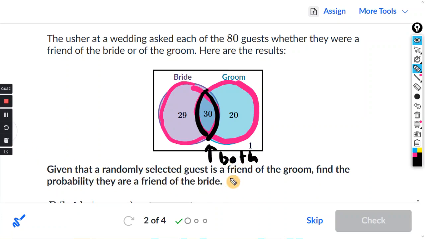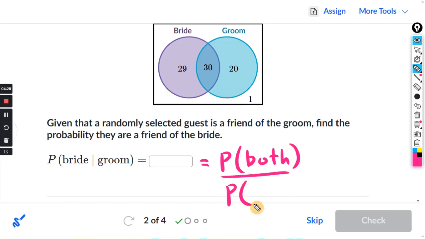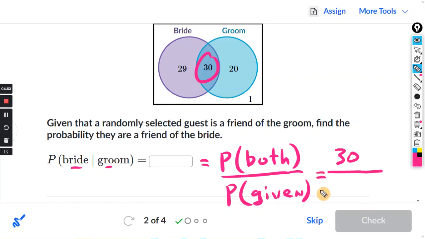Given that a selected guest is a friend of the groom, find the probability they are a friend of the bride. Once again, I will use my informal formula here. The probability of both divided by the probability of the given. So how many are both friends of the bride and groom? We can see right here the overlap. That's 30. Now, I know 30 is not an actual probability, but you can use the actual numbers as well, and that will work just as well.